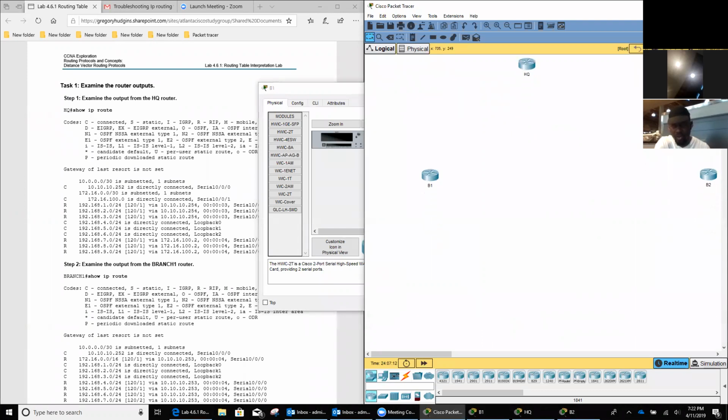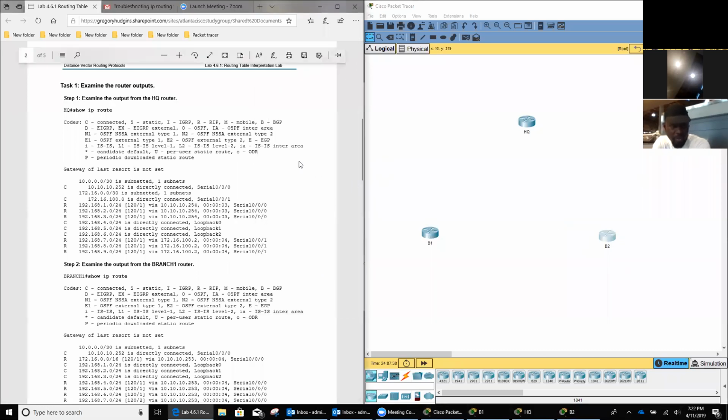Now, what do the C routes mean? Connected. All right, so the connected routes are routes that are actually on the router, and the R routes are what kind of routes? RIP. So those are routes that we learned from our neighbor's routing protocol. The connected routes are ones you're actually going to have to configure. Oh, that's the key to that.